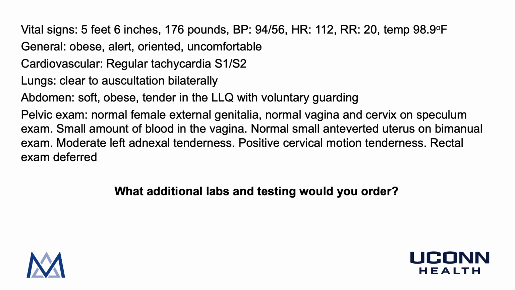On abdominal exam, her abdomen is soft, obese, tender in the left lower quadrant with voluntary guarding. On pelvic exam, she has normal female external genitalia, normal vagina and cervix on speculum exam. There is a small amount of blood in the vagina. She has a normal small and inverted uterus on bimanual exam, and there is moderate left adnexal tenderness. She has cervical motion tenderness. The rectal exam is deferred. What additional labs and testing would you order?